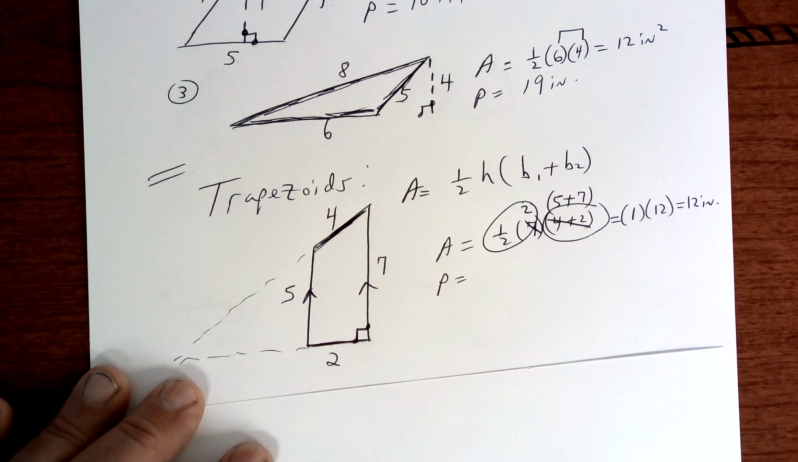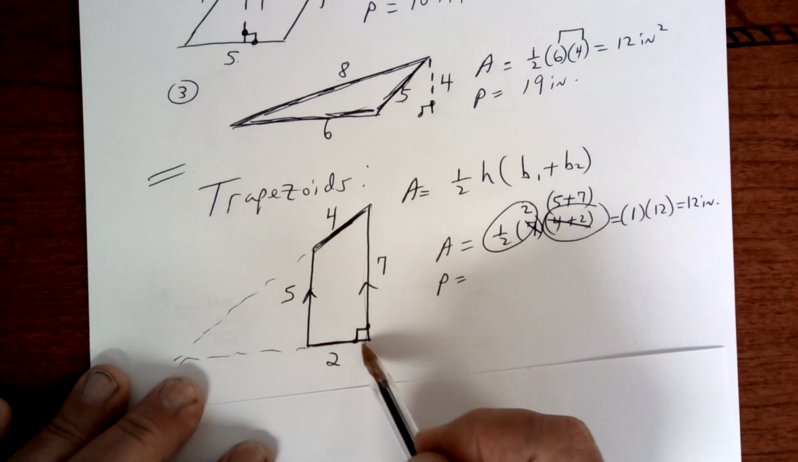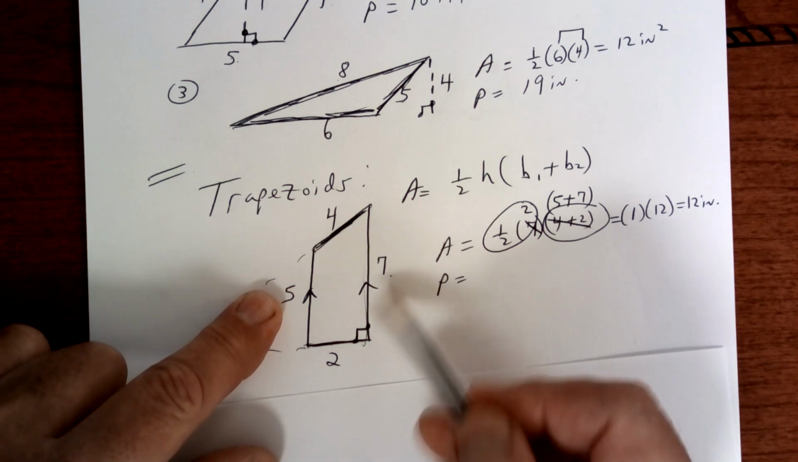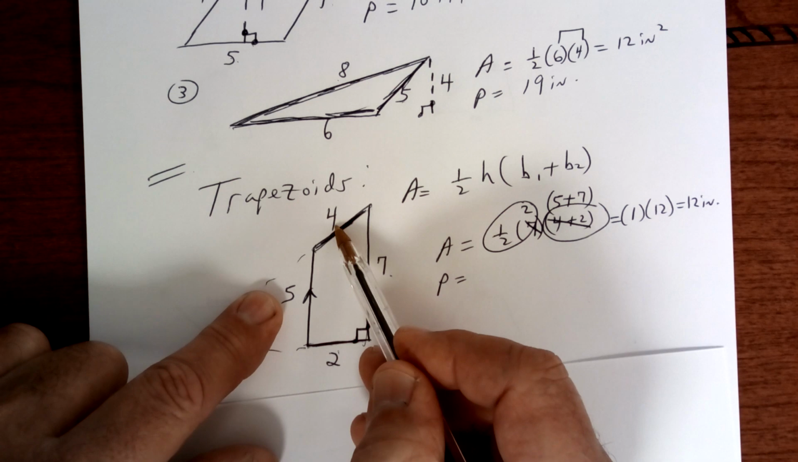Okay, remember the bases are parallel. Perimeter, you're going to add up all the sides. So that's 12, 13, 14. So it's got to be 18.